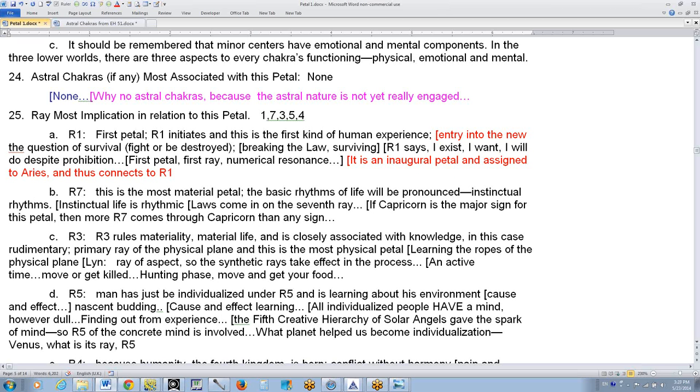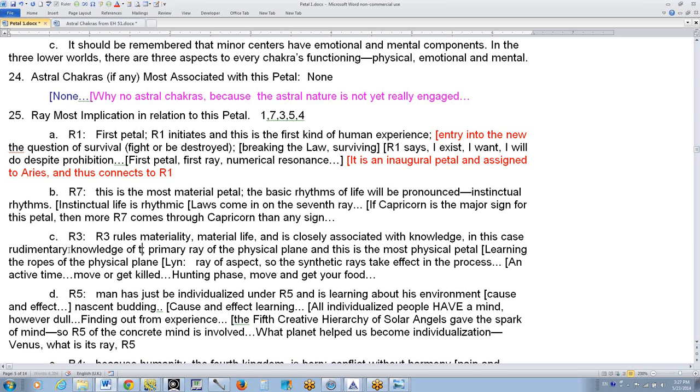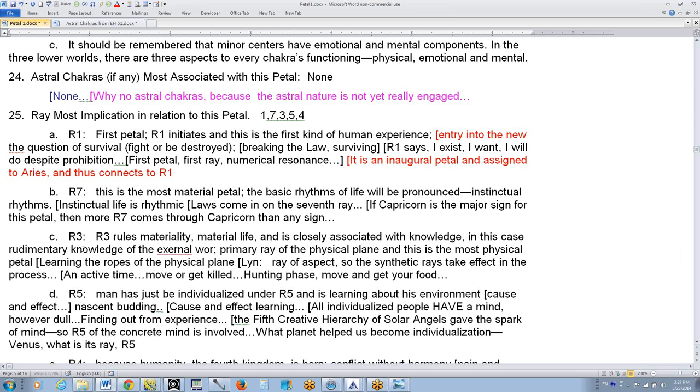Ray 3, yes, it rules materiality, material life, and is closely associated with knowledge. This is the knowledge petal. In this case, rudimentary knowledge of the external world. And I think I should put that. Rudimentary knowledge of the external world.